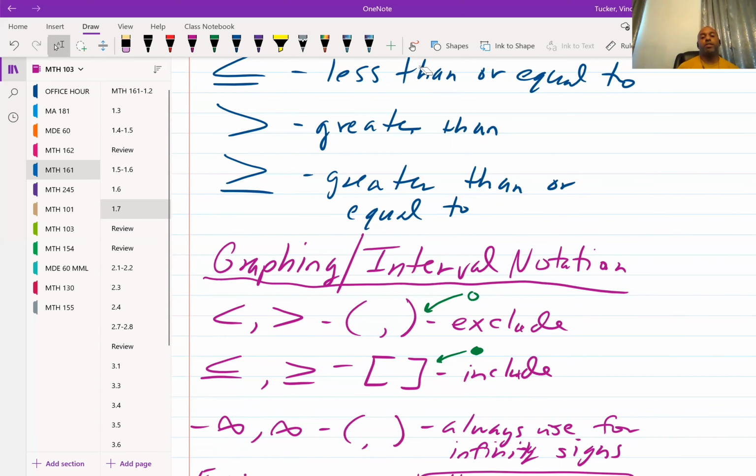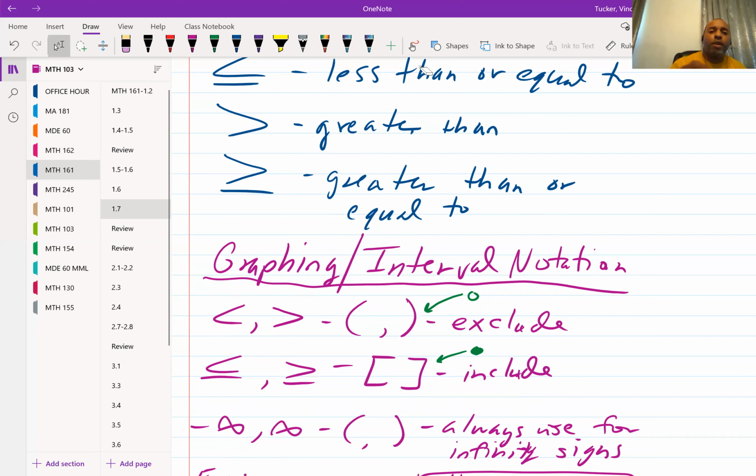So what does it mean to use parentheses versus brackets? Parentheses mean you will exclude that value, in other words, not use that value. Brackets mean you will include that value, which means you will use it. So you'll see what I mean in a second. And notice parentheses will always be on your infinity signs because you can never include infinity. You can always go to that next value.